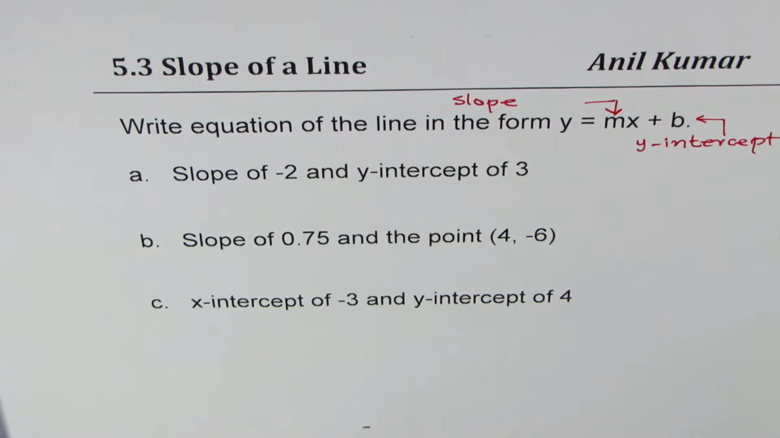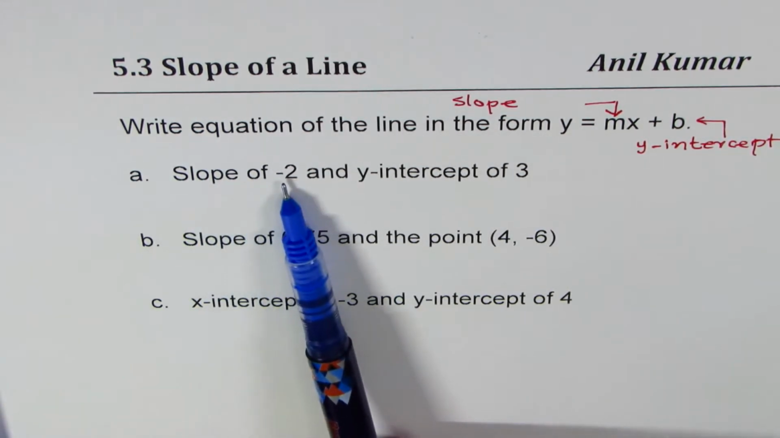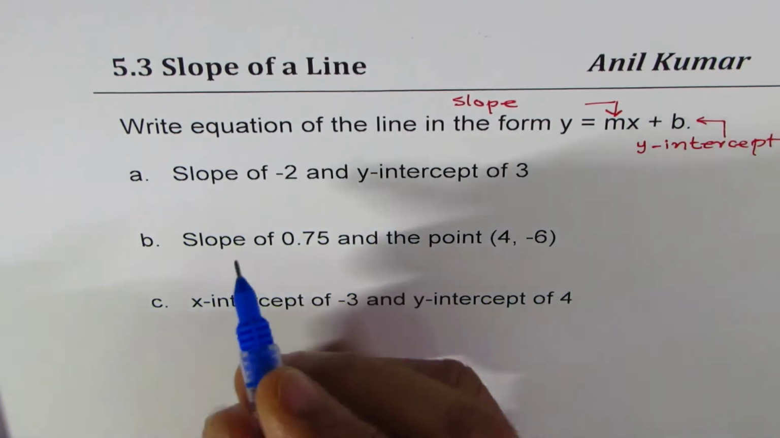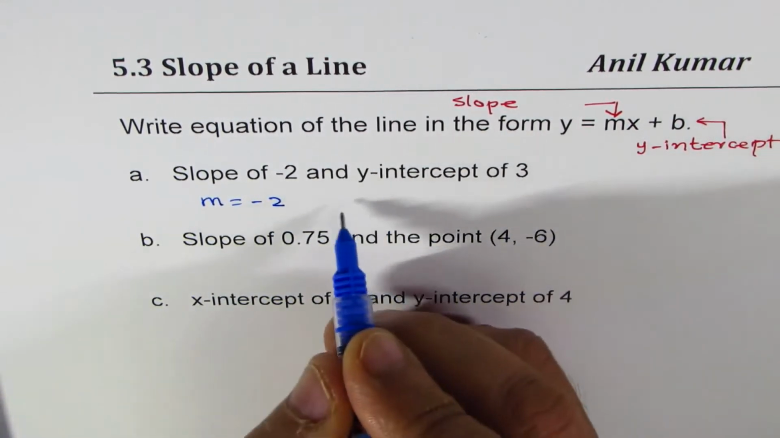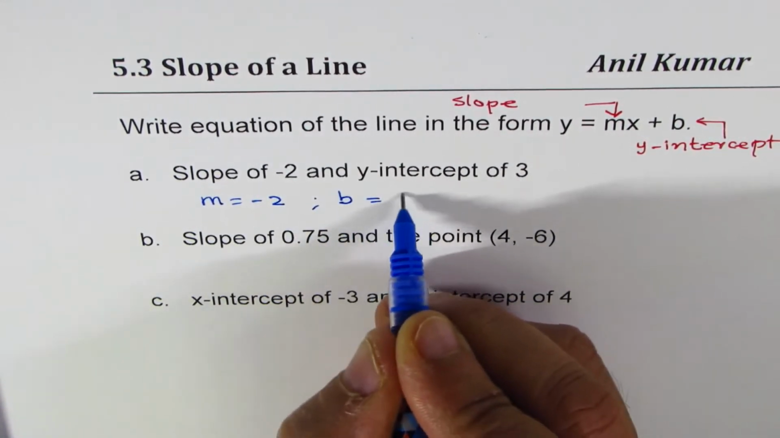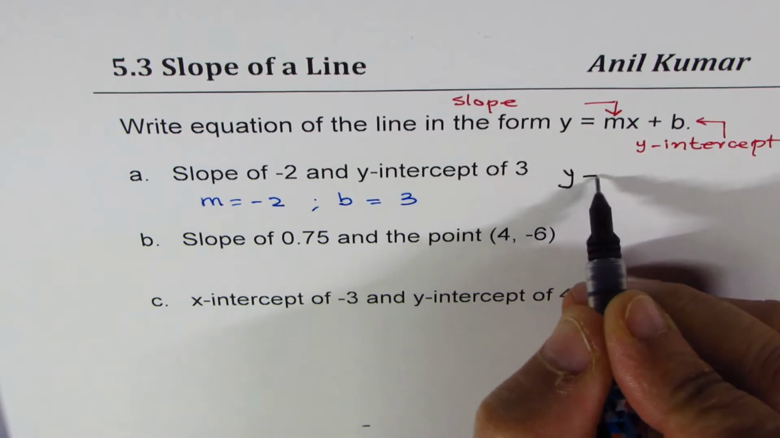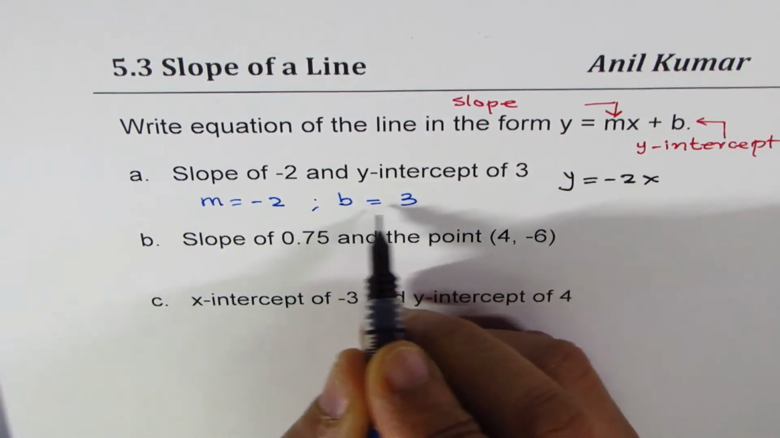So let's do part A first, which is direct application. Slope of minus 2 and y-intercept of 3. That means m equals minus 2 and b, the y-intercept, equals 3. Substituting these values, we get the equation, which is y equals minus 2x plus 3.